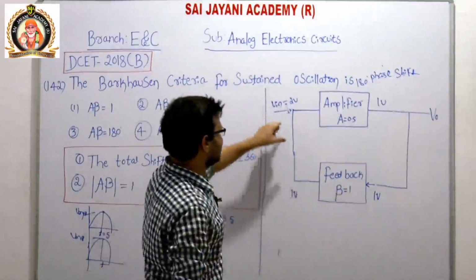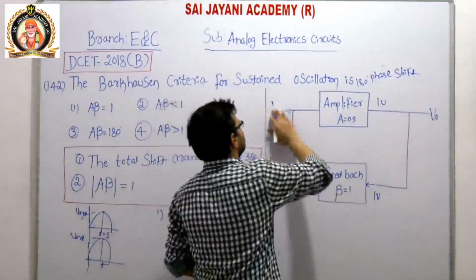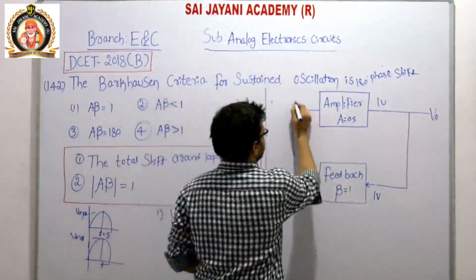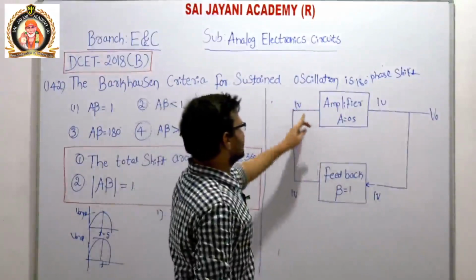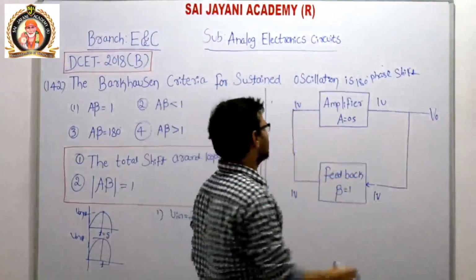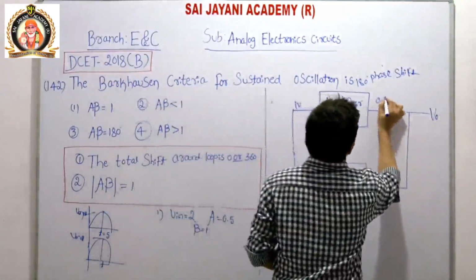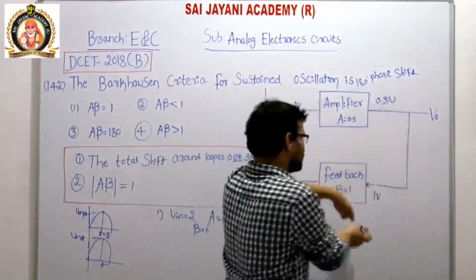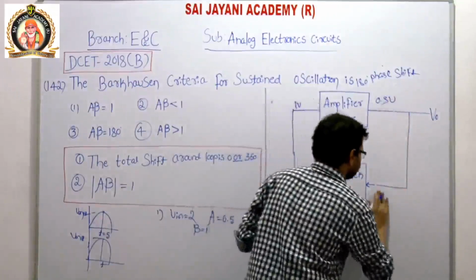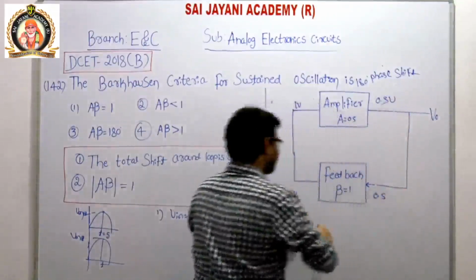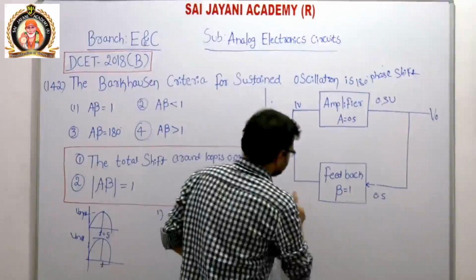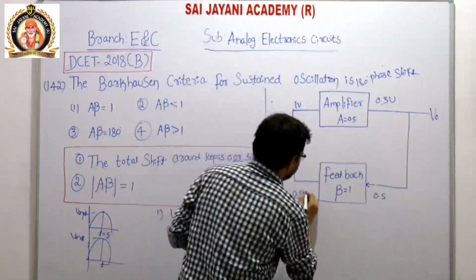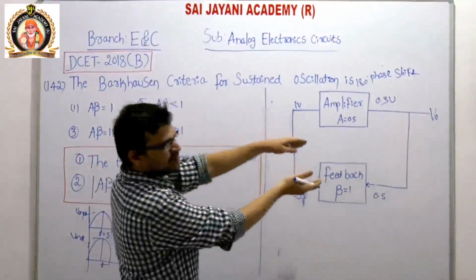This 1 volt is again fed back to the amplifier circuit, then there is no need of input signal. That is, 1 volt you are getting, then again you multiply with 0.5, you get 0.5 volt at the output of the amplifier circuit. This 0.5 volt is again fed back to the feedback circuit, then you get at the output of the feedback circuit 0.5 volt. Then this 0.5 volt signal is again fed back to the amplifier circuit.